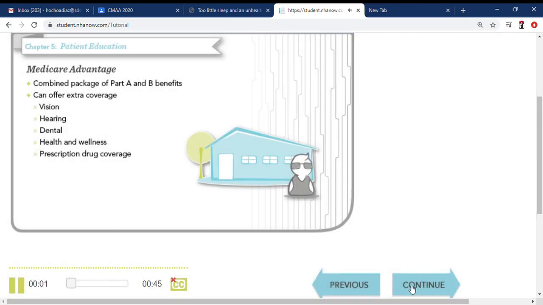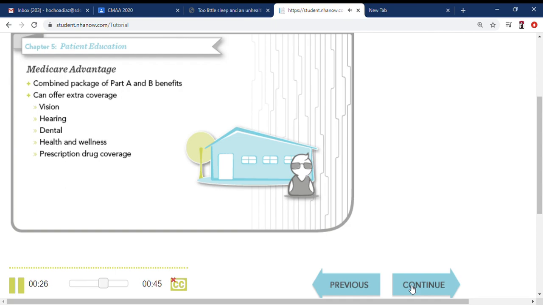The third part of Medicare is Medicare Advantage plans. Medicare Advantage, or MA plans, offer a combined package of the benefits under both Parts A and B. In some instances, these plans may offer extra coverage for services such as vision, hearing, dental, or health and wellness programs. Many also include prescription drug coverage.